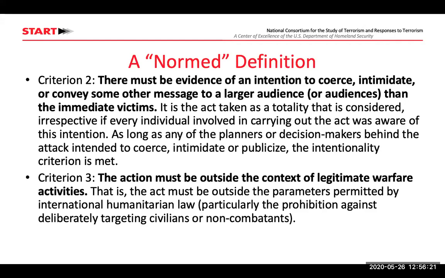Sure. And so our next question is, do you think that post-COVID-19 we'll see some kind of evolution in the way that we define terrorism? That's an excellent question. I don't know.